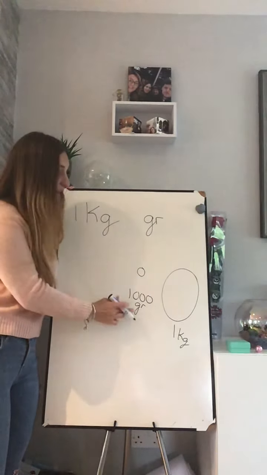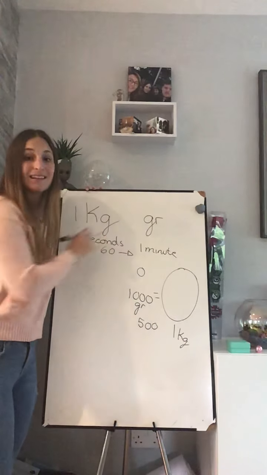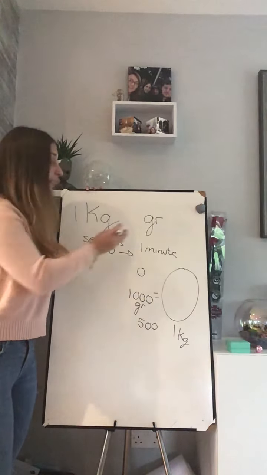So once you've counted over 60, then you start to count 1 minute, and then another 60, 2 minutes, another 60, 3 minutes, okay? So the same with grams. If I have 1,000 grams, that's 1 kilo. 2,000 grams, 2 kilos. 3,000 grams, 3 kilograms. 4,000 grams, 4 kilograms. So it is the same, okay?